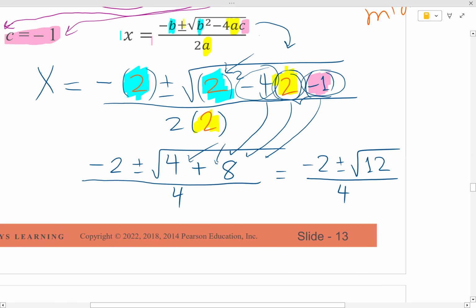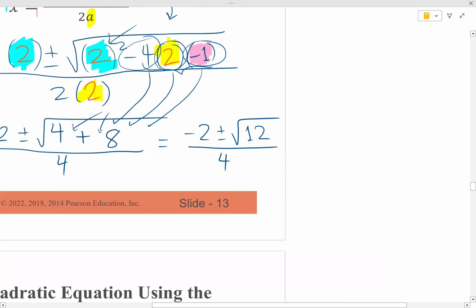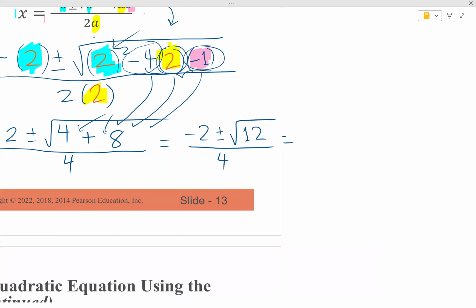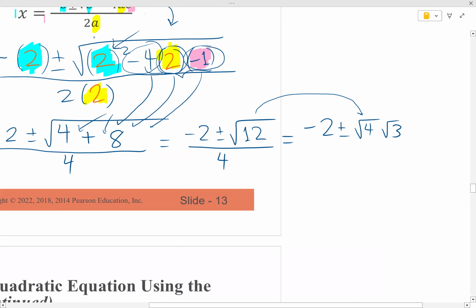Now this, maybe the square root can be simplified, maybe not. In this case, we can simplify it. Luckily, we saw a little bit of that in section 1.4. The square root of 12, I can write 12 as 4 times 3. And that's advantageous to me because the square root of 4 is a whole number. So that's a good idea. Okay. Just simplifying this kind of takes a while.